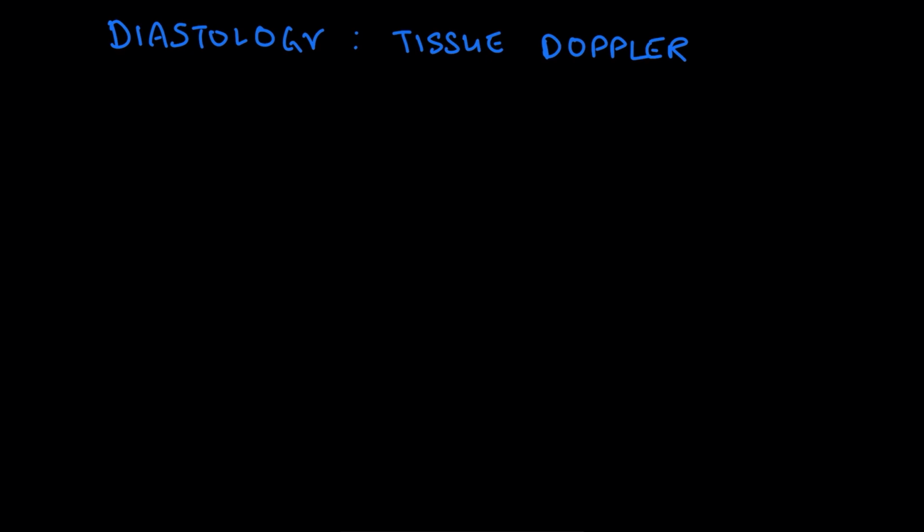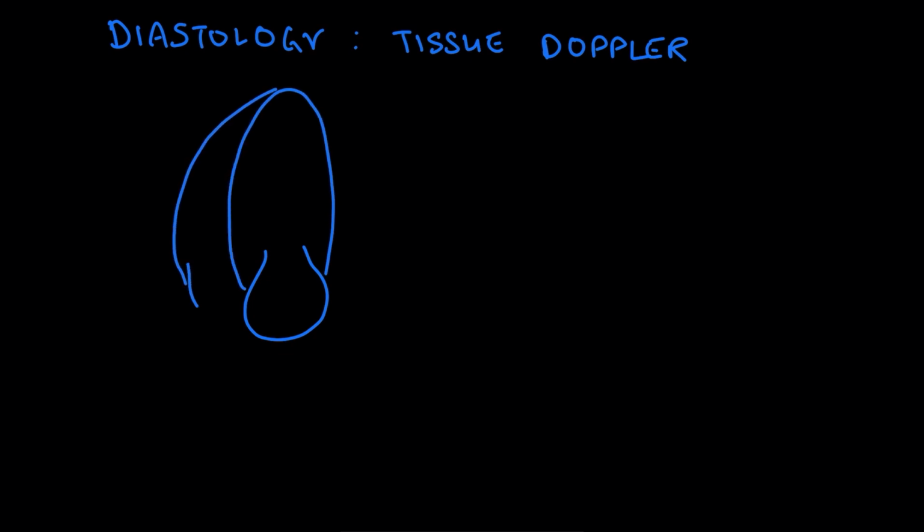And the first parameter that we'll need to discuss is tissue Doppler. So let's look at our apical four-chamber view. We've got our left atrium that empties blood into the left ventricle via the mitral valve. Over here we've got the right ventricle, right atrium.